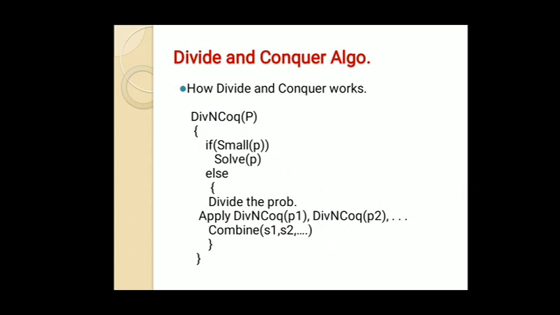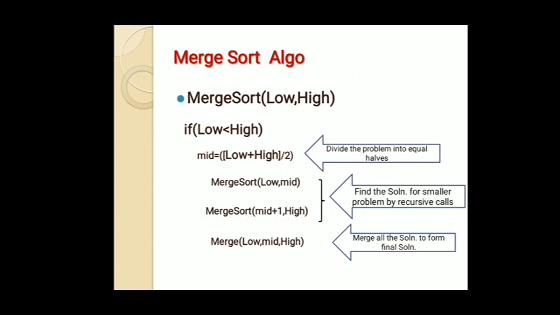Similar is the case here, merge low mid high. That is where we combine all the solutions, that is s1, s2 till sn, and have a final solution for the larger problem. So this is how the merge sort algorithm works. Now let us gradually get into a pictorial aspect of merge sort.